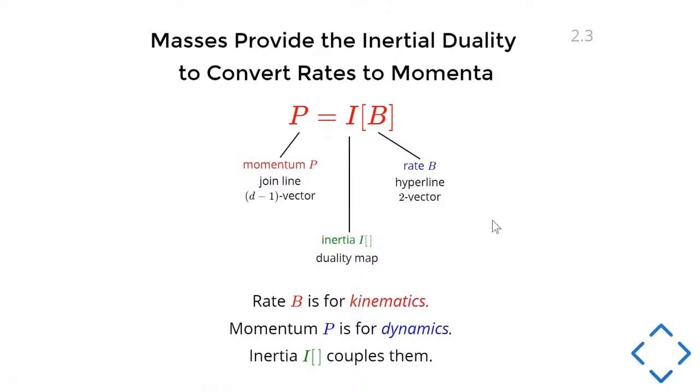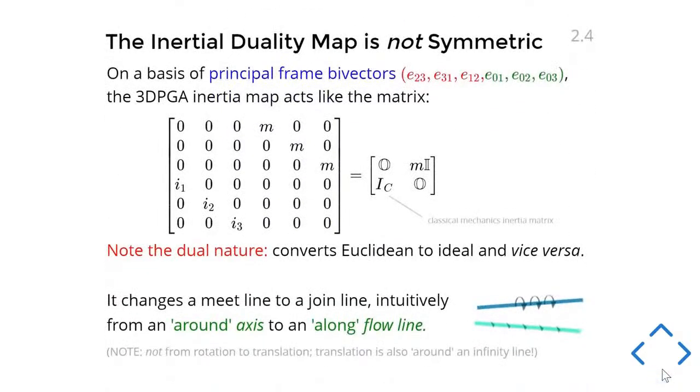So here's that summary again. We have two sides. We have a rate, a velocity, which is a bivector, which is a meet line, and the duality map converts it into a momentum, which is a join line. You can say that the rate, how fast things move, and what the consequence of that movement is for the total movement, is kinematics. It depends on the geometry, and the P contains the masses and is for the dynamics. It depends on the masses. The map between the two is the inertial duality map, and it really is a dual thing.